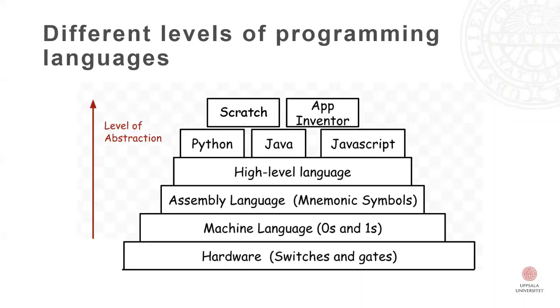So let's look at this picture. Here we see different levels of programming languages. By different levels, we mean levels of abstraction, which essentially means how we abstract away the details of the architecture of the computer. At the bottom, we have the hardware, which is built of switches and gates, etc. And the language that directly works with hardware is machine language, as we already discussed. So it has too much detail.